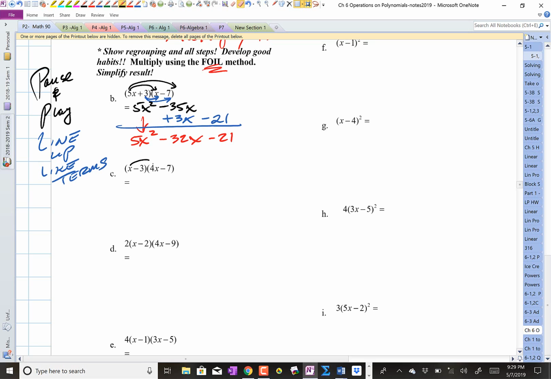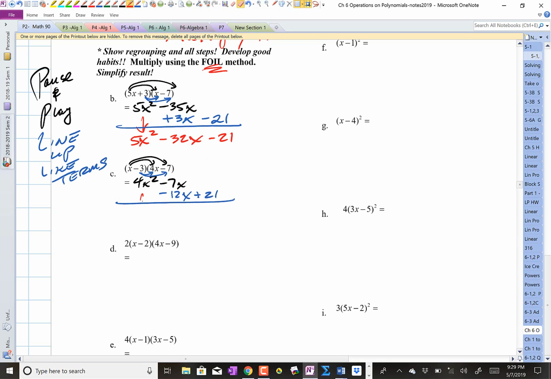Okay, let's check your work. X times 4x is 4x squared. X times negative 7 is a negative 7x. Distributing the inner term, here we go. Negative 3 times 4x is a negative 12x. And then negative 3 times negative 7 is a positive 21.